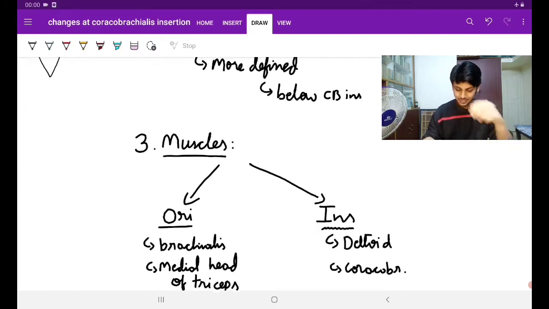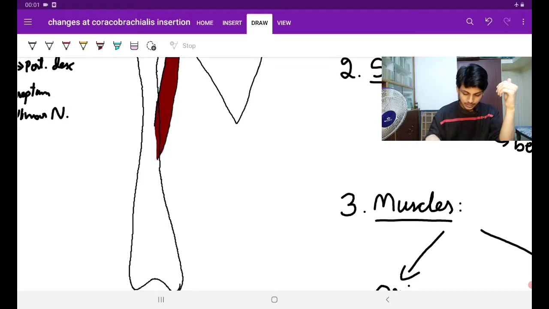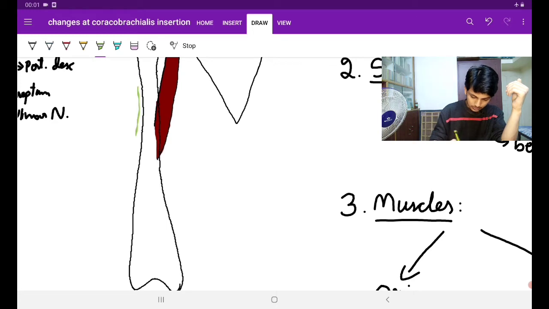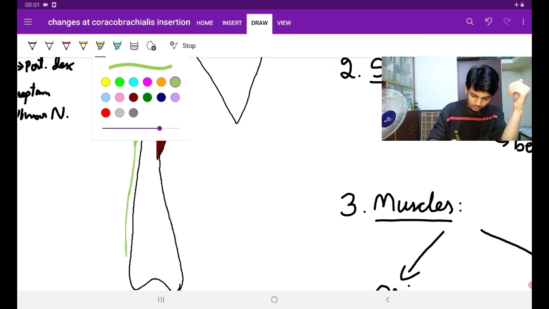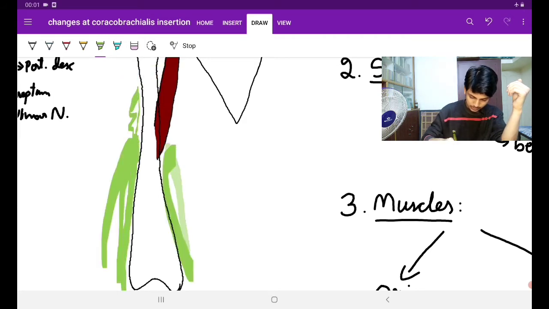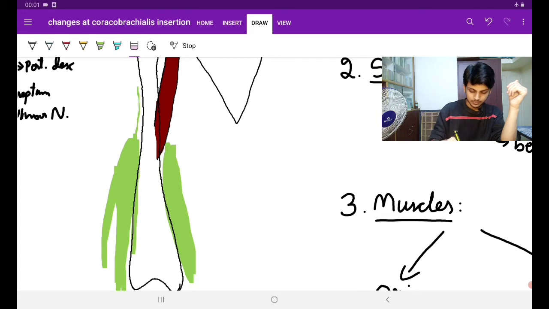Okay, guys, see here. Then we have the medial and lateral intermuscular septae. They appear like this. See here. They will be not so clear like this. As they come down, they will appear more clear, like this, like this. Okay, there is a brachialis muscle which is taking origin from there. Okay, got it now?